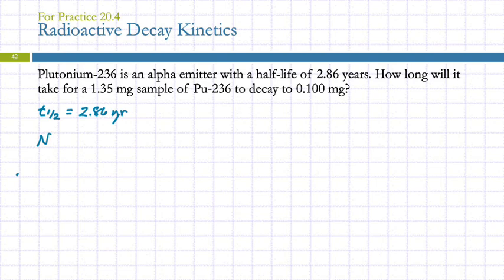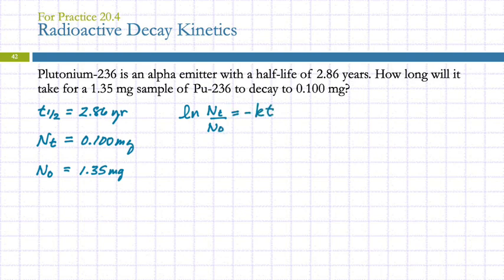So we'll just say that N of t, N sub t, is 0.100 milligrams. And what was the initial? 1.35 milligrams. So the natural log of N_t over N_0 was equal to negative k times the time. But we didn't get the rate constant.